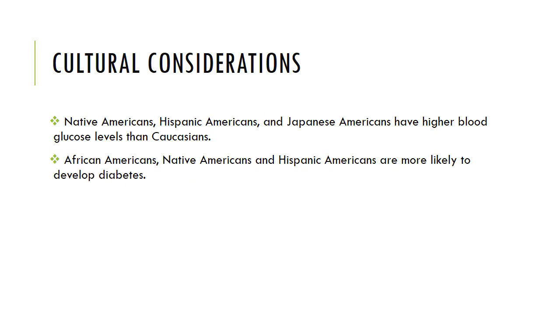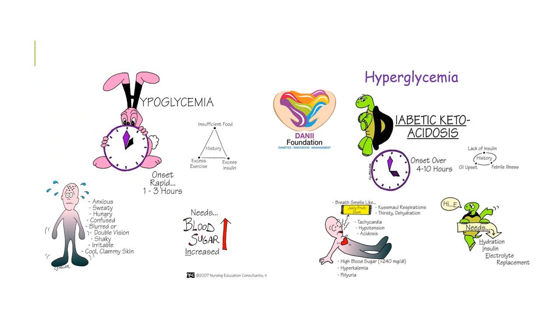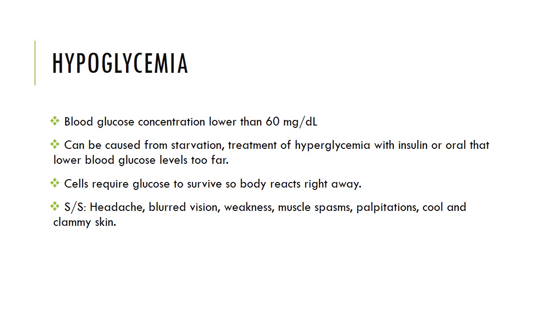For culture considerations, Native Americans, Hispanic Americans, and Japanese Americans have a higher blood glucose level than Caucasians. African Americans, Native Americans, and Hispanic Americans are more likely to develop diabetes. This slide is a picture comparing hypo versus hyperglycemia, and it gives you an overview of the signs and symptoms, the onset, and the treatment or what they need for it.